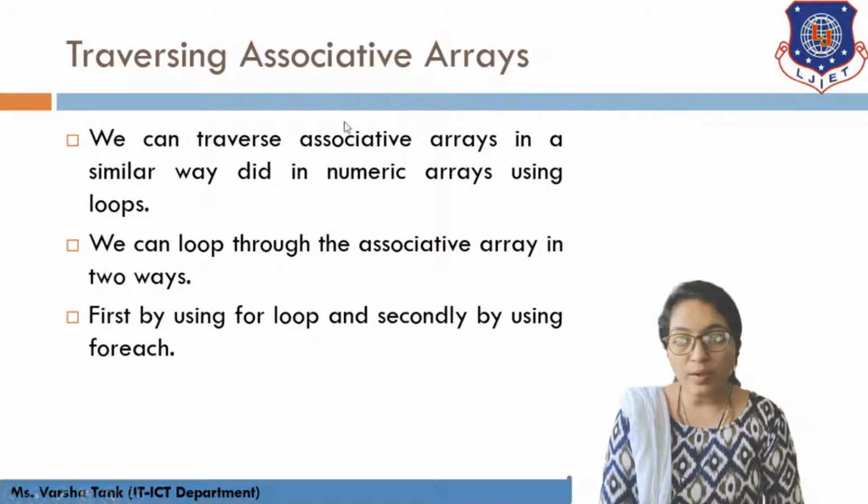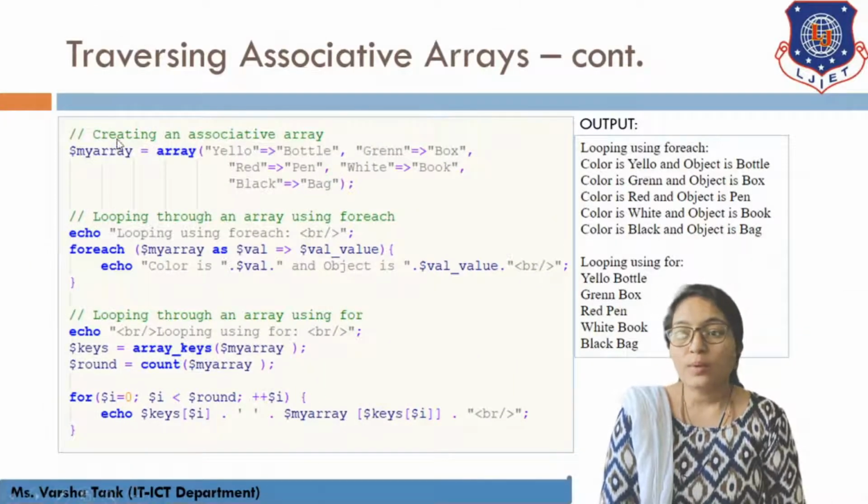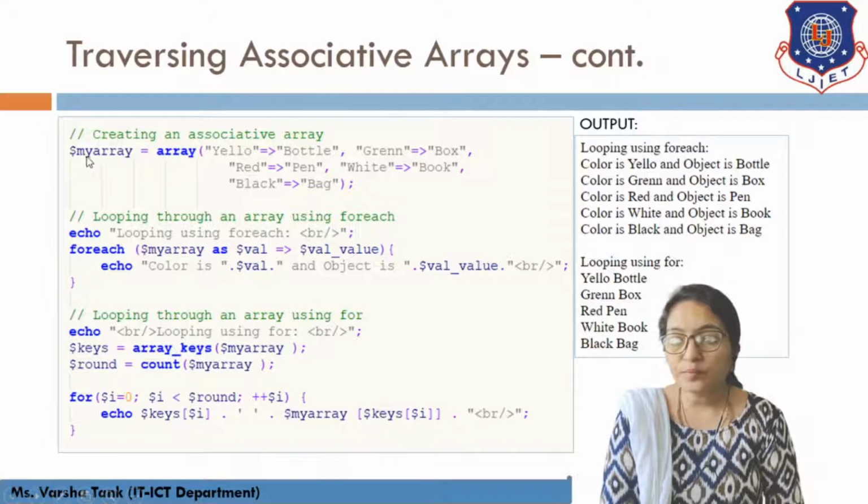Traversing an associative array. We can traverse associative arrays in a similar way as we did with a numeric array, using loops. So using loops we can traverse the associative array the same as an indexed array. We can loop through the associative array in two ways, using the for loop and the foreach loop. Now let's see traversing an associative array.